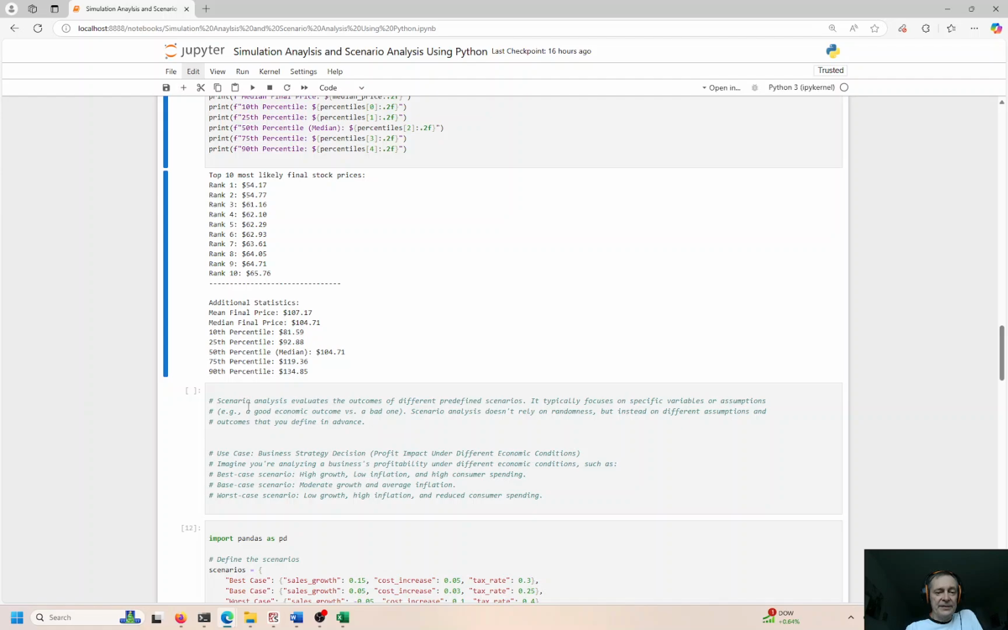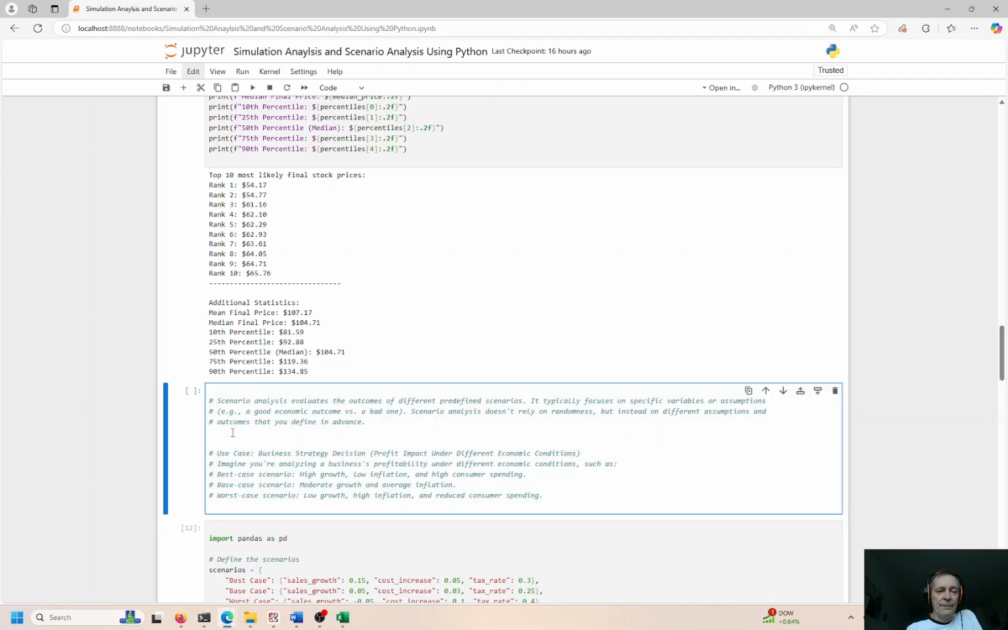So now let's move on to scenario analysis. This is a little bit different. So with simulation analysis, it's more continuous. Scenario analysis is a little bit more discrete. So you have differences in predefined scenarios, and it typically focuses more on assumptions of variables, changing of values of these variables over time, mostly focused on economics and finance, kind of like simulation analysis. Scenario analysis is somewhat similar, but it doesn't rely on randomness. It actually depends on different assumptions that you define in advance, right?